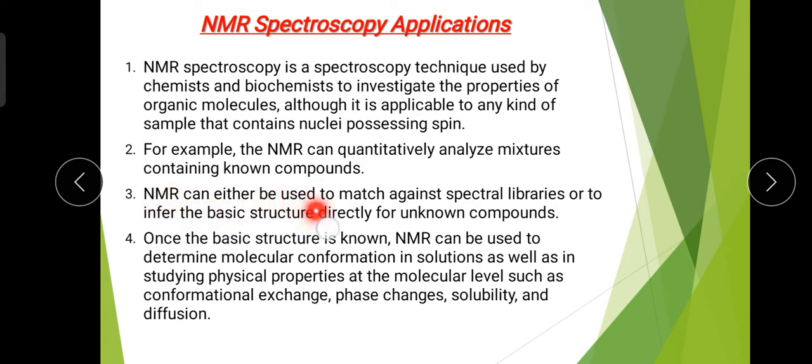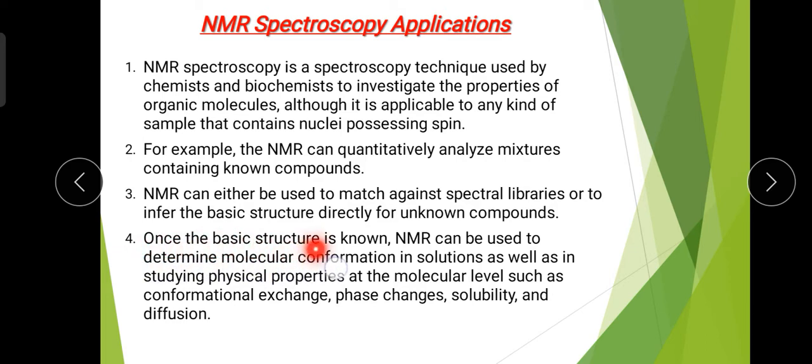NMR can either be used to match against spectral libraries or to infer the basic structure directly for unknown compounds. As already mentioned, if we know about the mixture or the composition of that particular compound, then we can analyze that sample or compound. But even if there is an unknown compound, we can also study the properties of that compound. So these are the applications of the NMR spectroscopy.